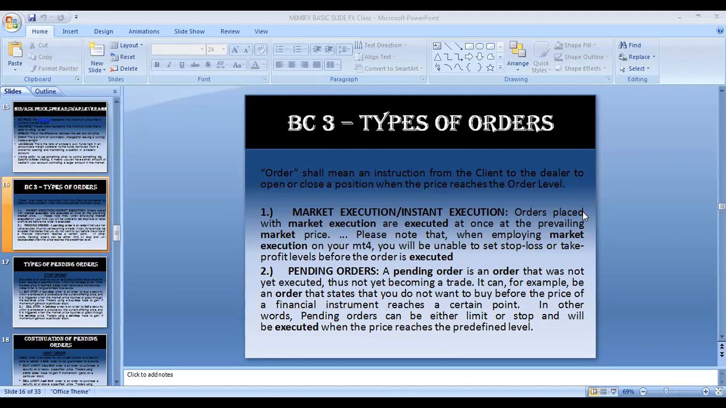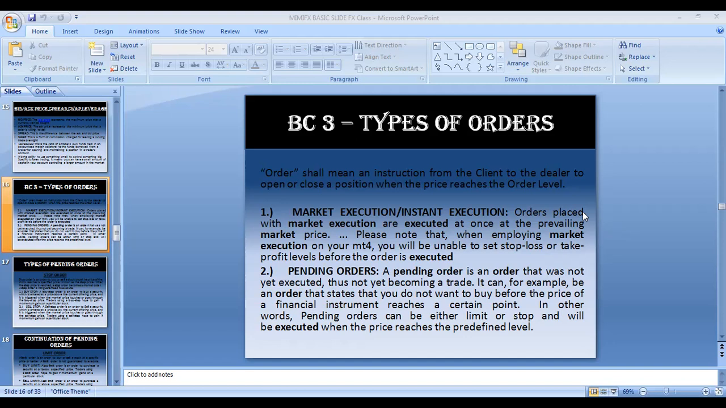What is an order? An order is an instruction you give to the broker, to the dealer, to buy or sell an asset for you. We're talking about financial assets like Forex, stock, crypto, or whatever you are trading on the online platform. When you place an order, you're either buying or selling, and you are sending an instruction to your dealer, to your broker, to buy at a certain price or sell at a certain price. Through this course, we will be talking about different types of orders in the online platform.